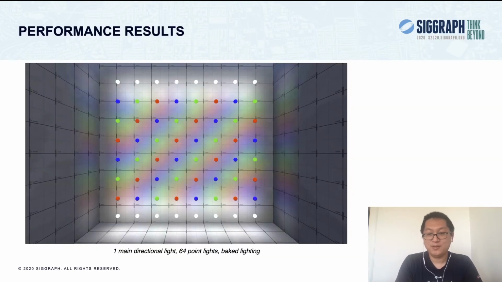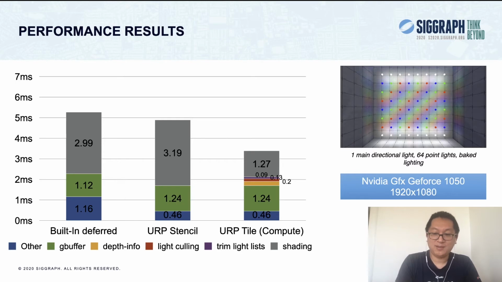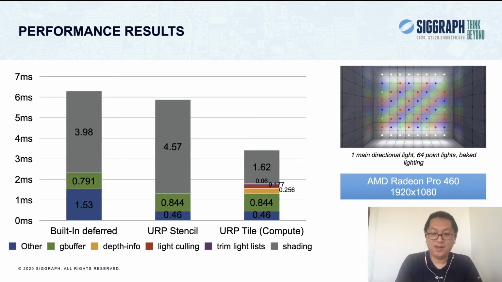Performance results. So quickly, our testing is 64-point light, 1-dimensional light backlighting, and so we run that on the NVIDIA GTX GeForce 1050 at 1080p resolution, and it's very fast, obviously, and the tile implementation is the fastest. So no surprises here. And you can also see that the compute shaders are extremely fast. We also run that on AMD Radeon Pro 460, so it's MacBook Pro, I think from 2017, 2018. Again, it's very fast, and the tile-based implementation is the fastest.